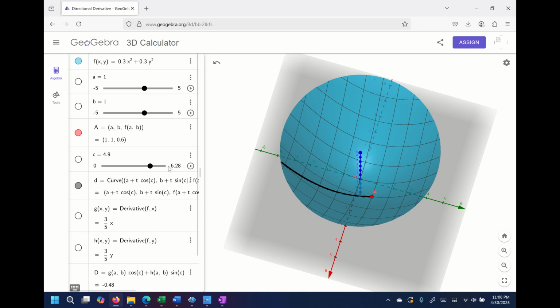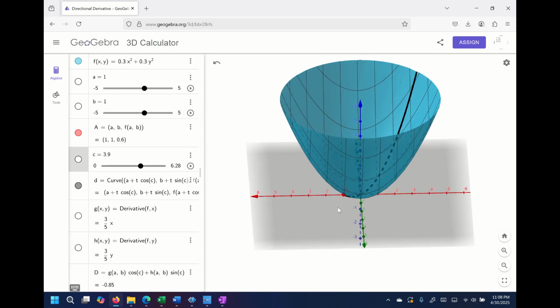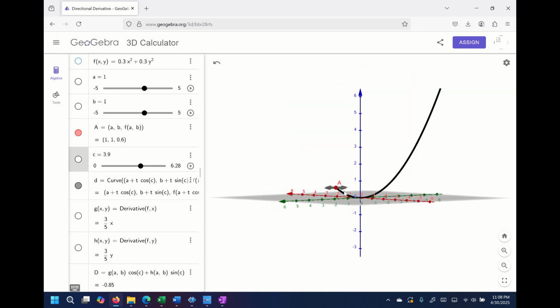Okay, there we go. All right, so if you were going along that path, as you traverse that path, you would be going downwards towards the bottom of that graph. So your partial derivative with respect to this direction would be negative.